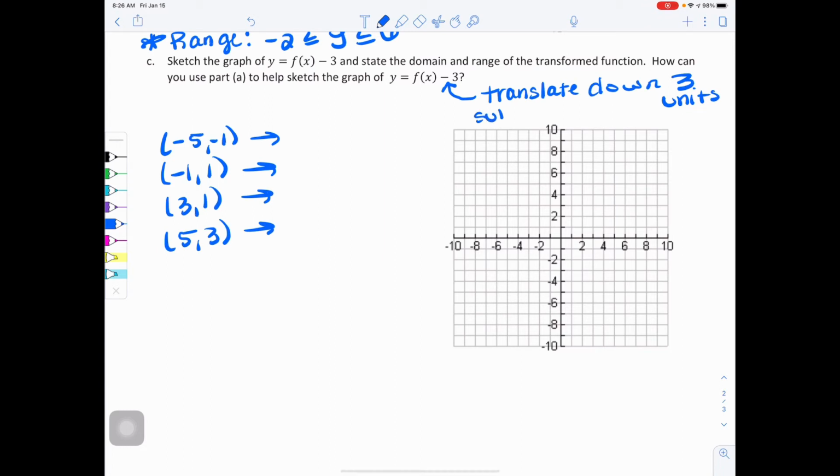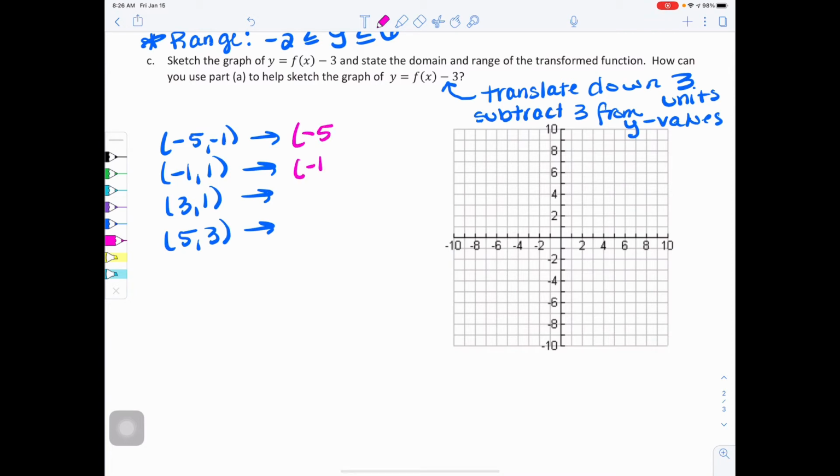So we're going to have to subtract 3 from the y values. So over here again, my x's are not going to change. So I'm going to preload all of those actually. And now I know I need to subtract 3 from all my y values. So -1 minus 3 would be -4. 1 minus 3 would be -2. 1 minus 3 would be -2. And 3 minus 3 would be 0.